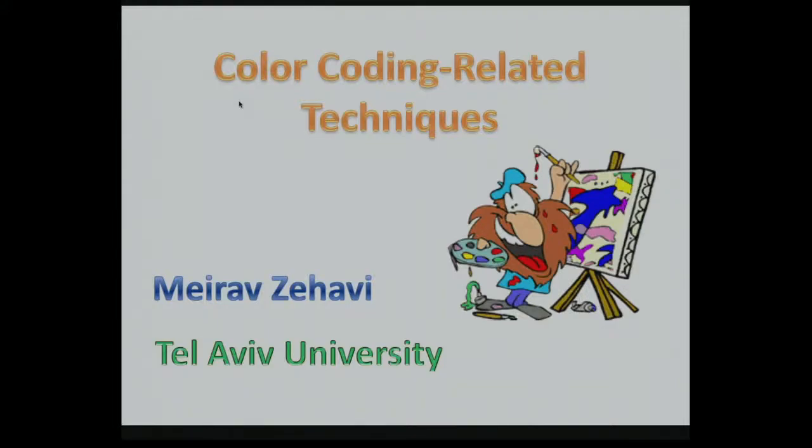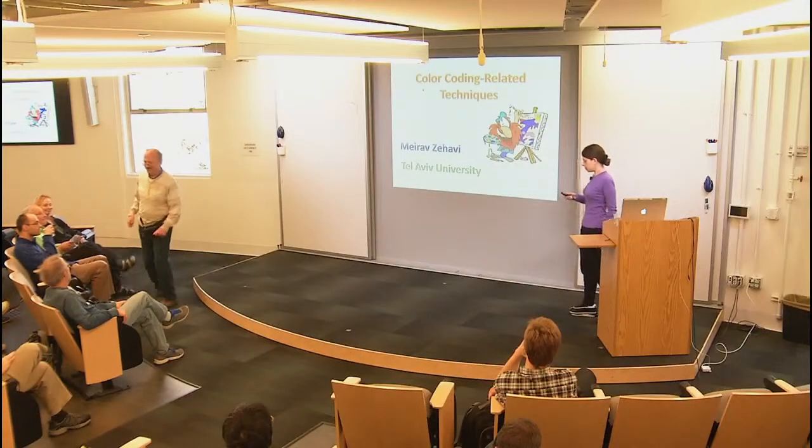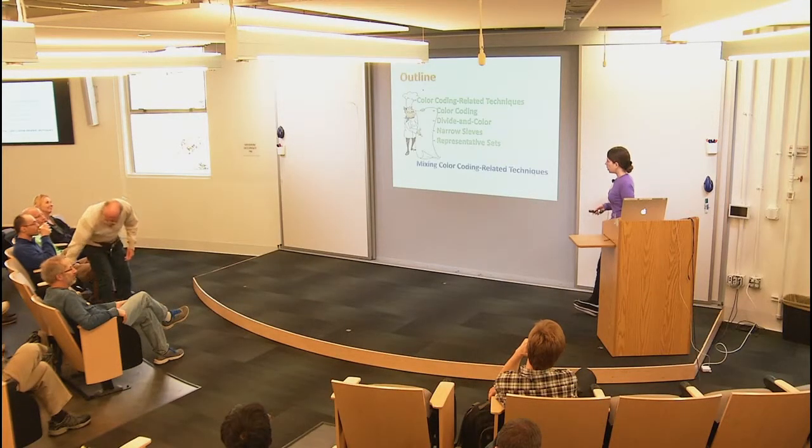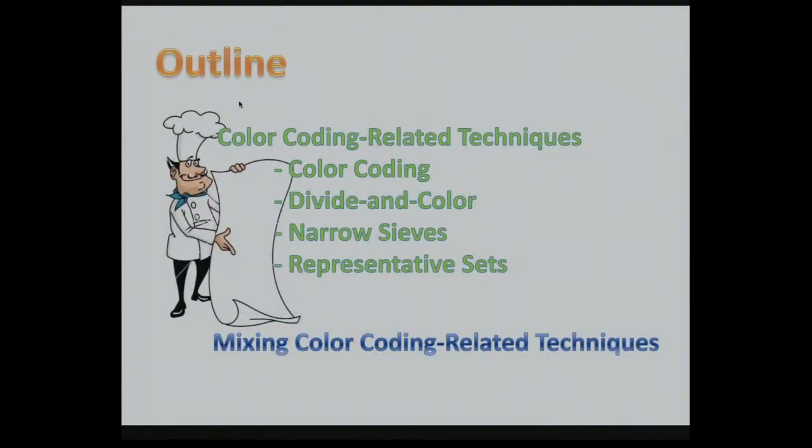I will present techniques related to color coding. So I will give a brief high-level overview of 3 color coding related techniques: divide and color, narrow sieves, and representative sets. There are many problems with best known algorithms that rely on these techniques. For example, directed k-path, which we will see here, undirected k-path, on which you've already heard, the graph motif problem, on which I think you will hear later today.